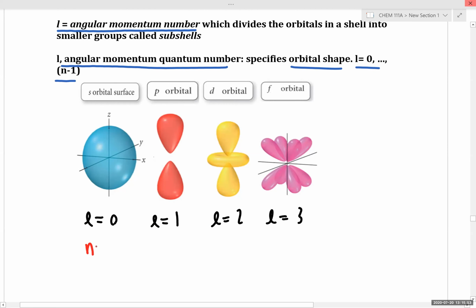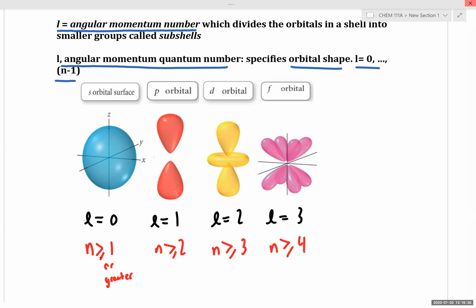So your n, your principal quantum number, must be 1 or greater to observe an s orbital. Your n must be greater than or equal to 2 to start observing p orbitals. Your n must be greater than or equal to 3 to observe the d orbitals. And your n must be greater than or equal to 4 to observe the f orbitals. Okay, so we only start seeing certain subshells as we move down the periodic table and we get to larger n values.